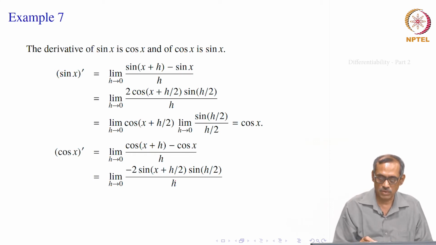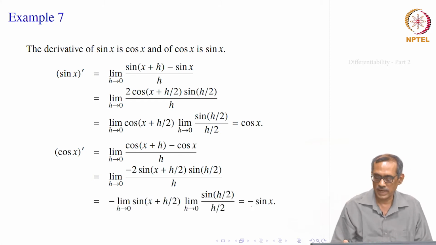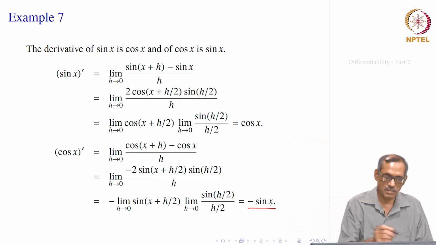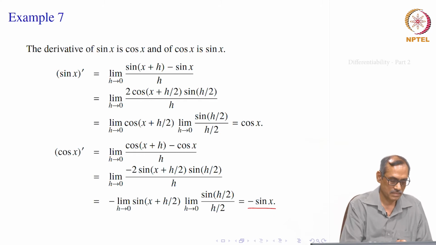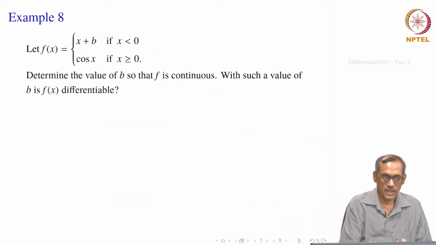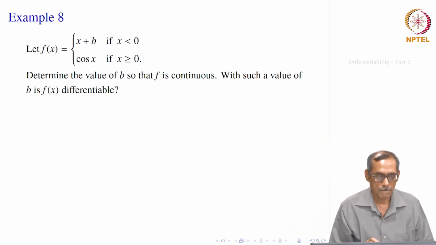So, again h by 2 will come. So, sin h by 2 by h by 2 becomes 1, and sin of x plus h by 2, when h goes to 0, will be sin x. So, this minus sign remains, you get minus sin x. So, that is just a verification of the derivative of cosine x and sin x. Okay. Let us take another problem.